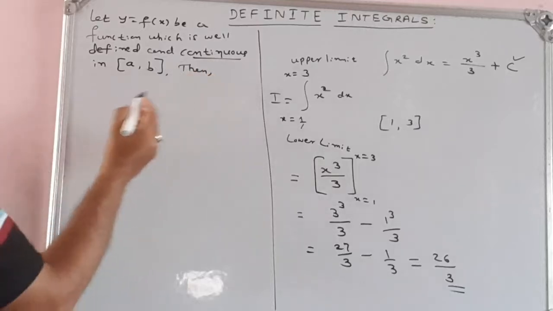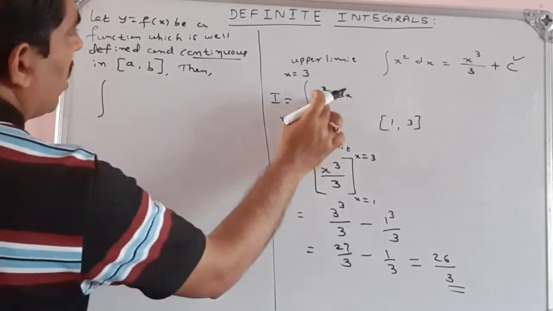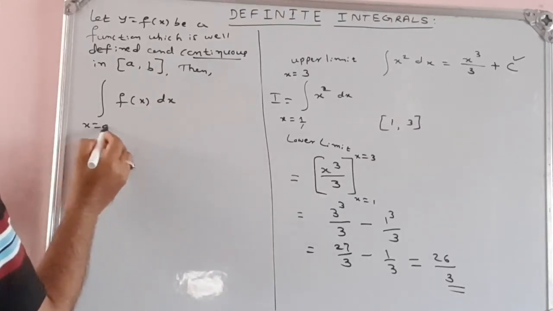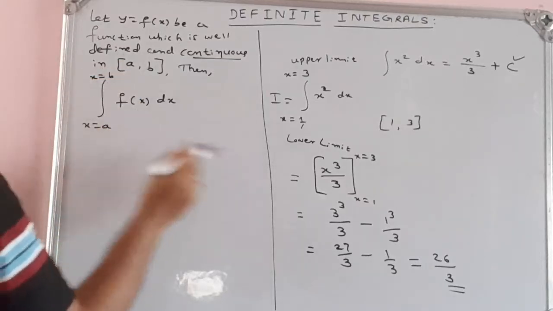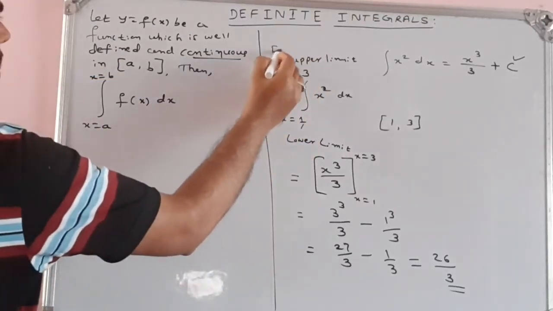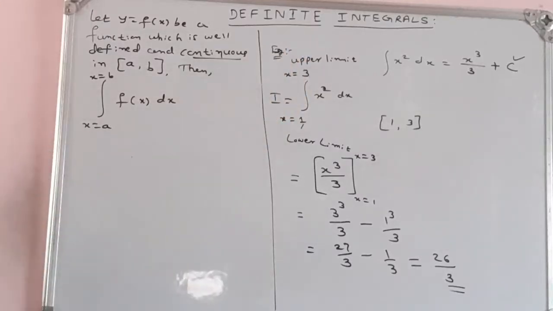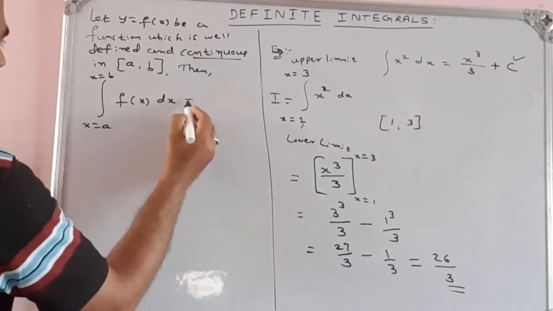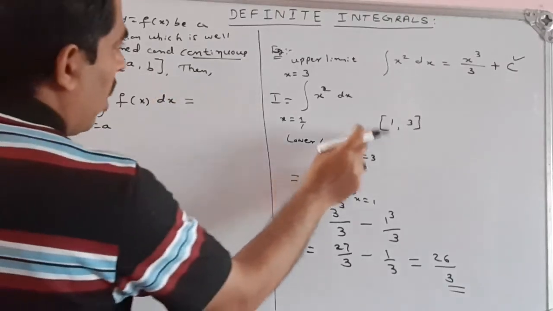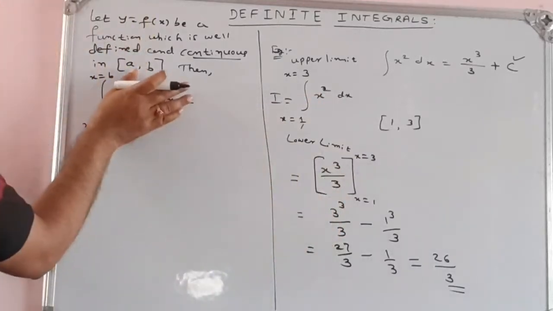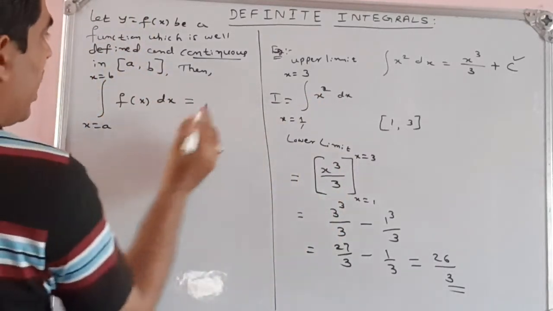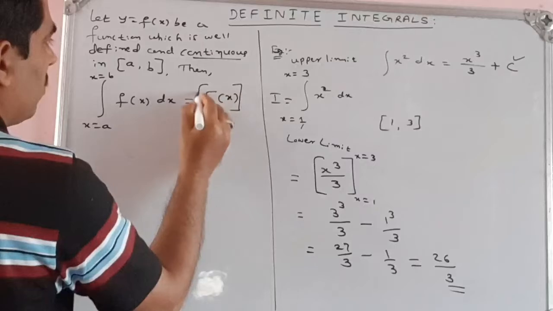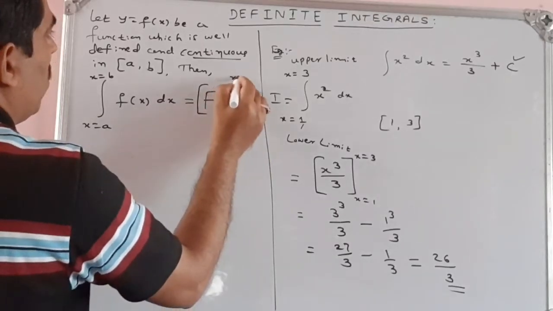Then, I have considered one particular example. Here my function is f of x with respect to x, with x equals a to x equals b. I have taken one example here to give the meaning of the definite integral. It gives me some answer. After integrating x square, I got x cube by 3. Likewise, this gives me some antiderivative. Let us take the antiderivative phi of x for f of x. I got the antiderivative from a to b.